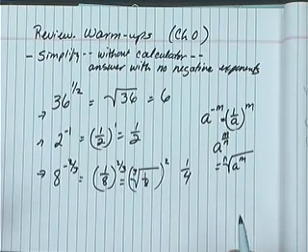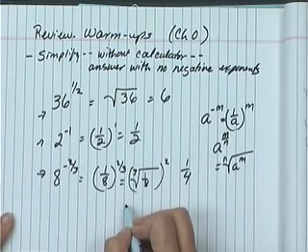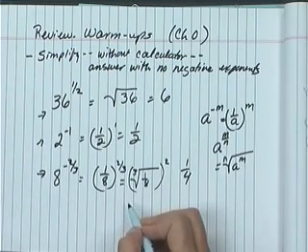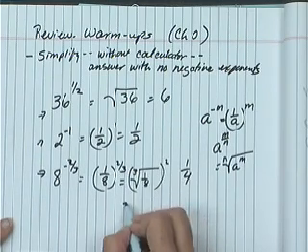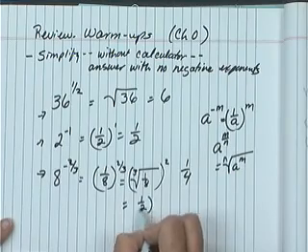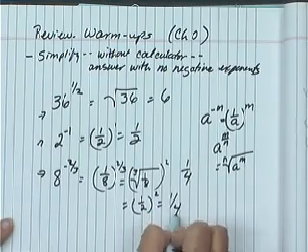So what do you multiply times itself 3 times to give you 1/8? That's not a trick question. What do you say times itself 3 times to give you 8? 2. So the cube root of 1/8 is a half. We'll square that and get 1/4.